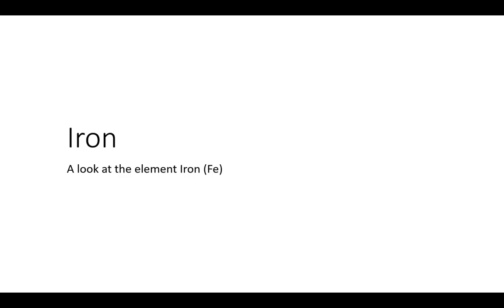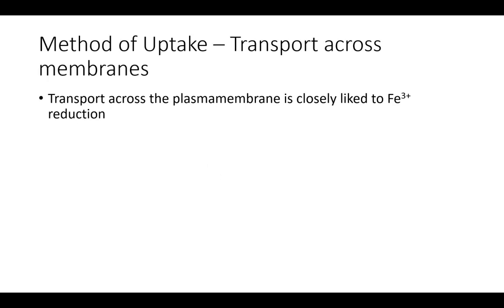Iron. This is going to be part 2. We're going to look at iron and the method of uptake and transport across membranes. In plants, transport across the plasma membrane is closely linked to iron 3 reduction, which means we're going to go from iron 3 to iron 2. So let's look at how this goes.